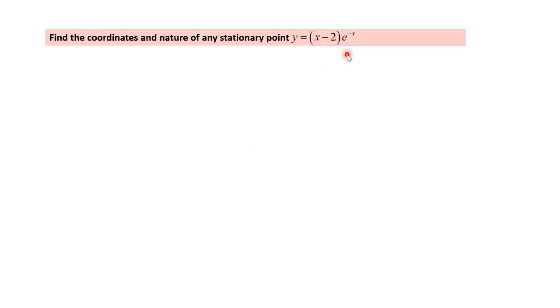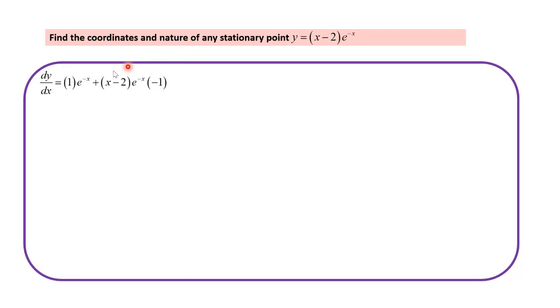So if I'm looking at a question where I'm asked to find the coordinates and nature of any stationary point for this particular curve, what am I thinking? Well, stationary point, I'm thinking derivative equal to 0. Okay, and when they ask me about the nature, I'm thinking, okay, well, I need to either establish whether it is a minimum turning point or a maximum turning point or even a point of inflection. Okay, so let's have a look. And what do I do? The first thing I'm going to do is I'm going to differentiate it.